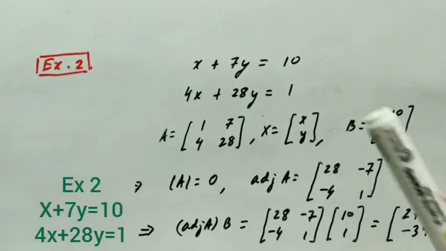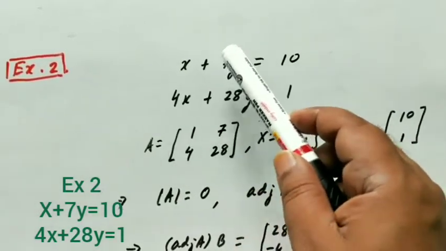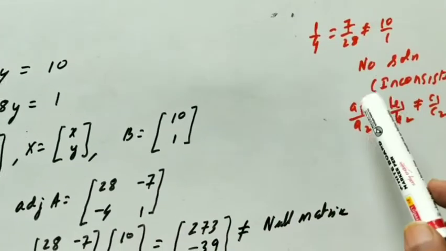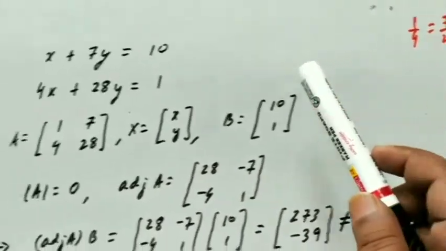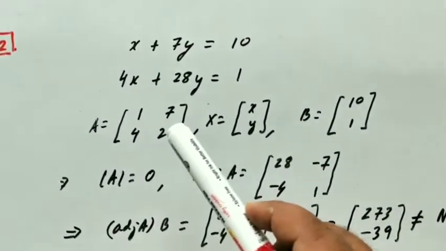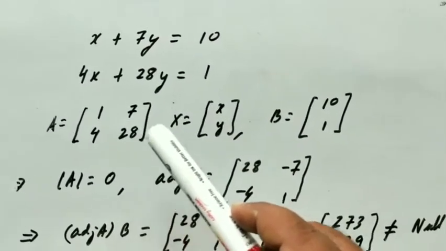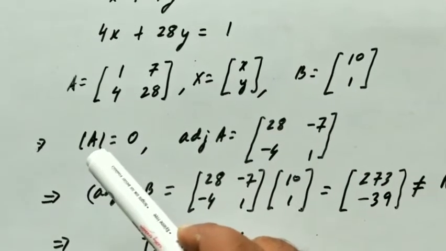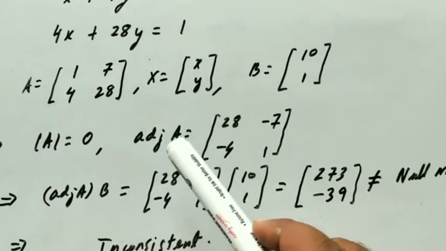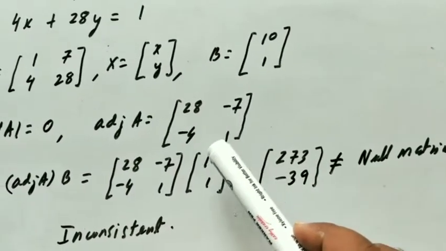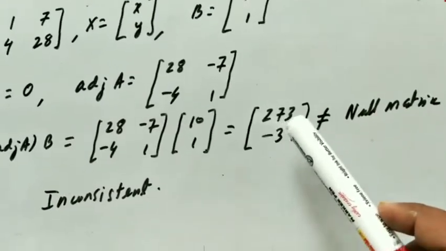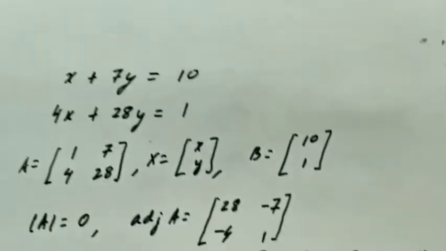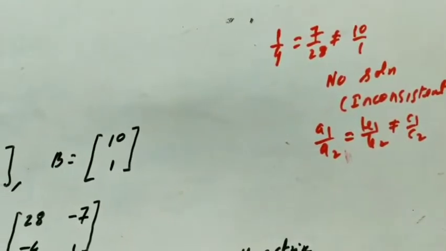Now the second example, here you will find a1 by a2 is equal to b1 by b2 is not equal to c1 by c2. That means it has to be inconsistent. By matrix rule, this is how we are going to explain. It's a coefficient matrix, the variable matrix, and the constant matrix. Determinant of A is equal to 0. Adjoint of A into B is not a null matrix. Therefore, it is inconsistent. This is true. We had discussed this here at the beginning itself.